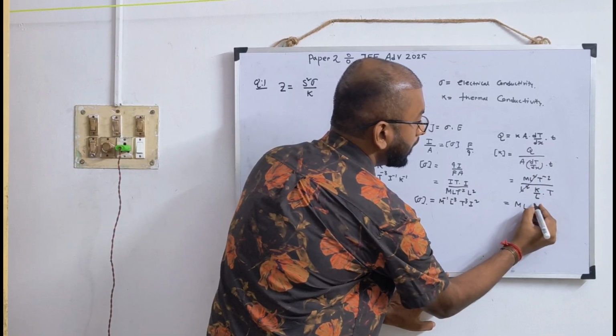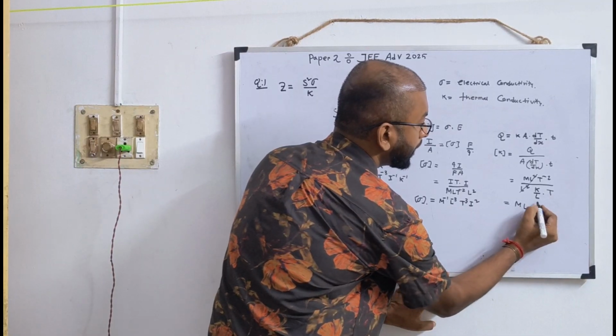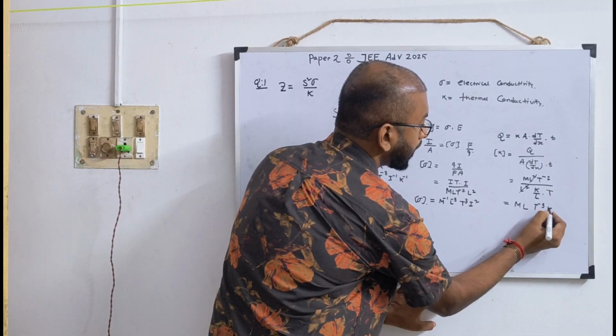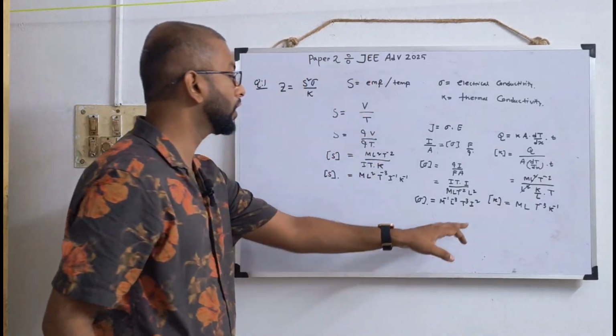So ML T to the power minus 3 K to the power minus 1. That is the dimension of kappa. Now you have got all the dimensions.